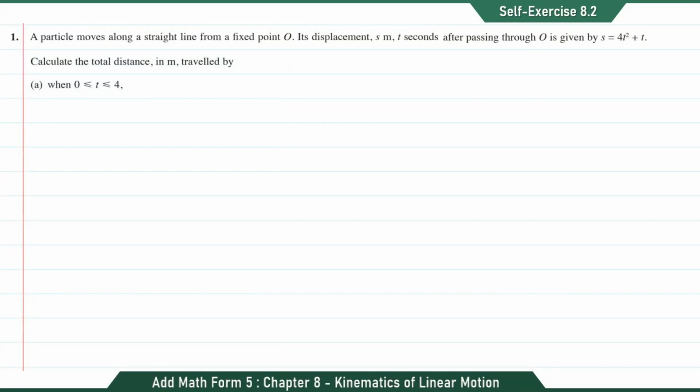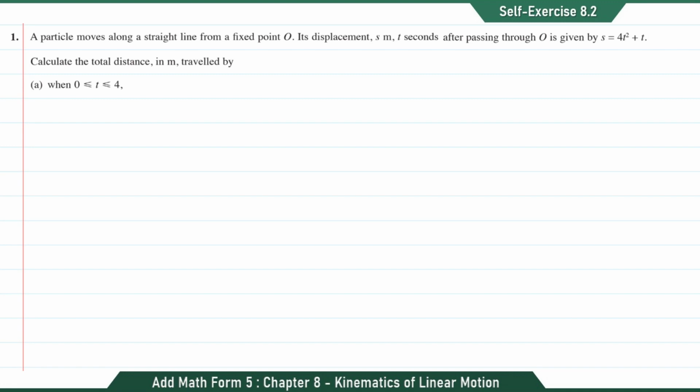Self-exercise at point 2, question 1. A particle moves along a straight line from a fixed point O. Its displacement in meters, t seconds after passing through O, is given by s equal to 4t squared plus t. Calculate the total distance in meters traveled by the particle when the time is between 0 and 4.